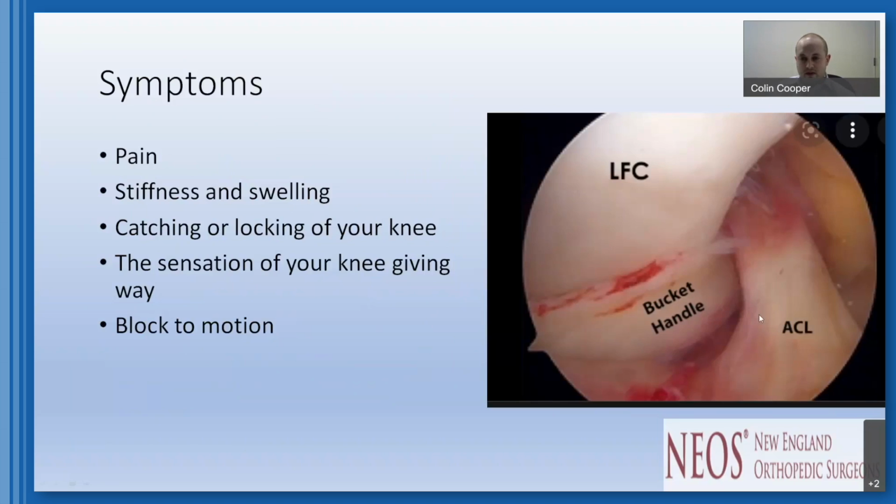And this is another arthroscopic picture. You can see LFC is the femur, or the lateral femoral condyle. This is the ACL, or the anterior cruciate ligament, in the front of the knee. And here's what's called a bucket handle meniscus tear. This is that meniscus that's now flipped out of position, sitting in the central part of the knee. And when patients have these kinds of tear patterns, they cannot fully extend their knee. And these are often types that are not going to get better without surgery.